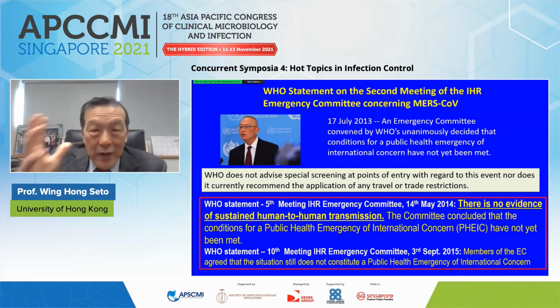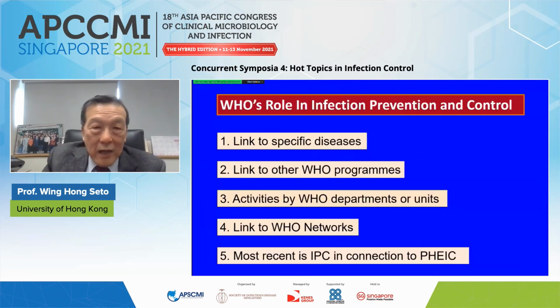Yes, there may be an outbreak here and there, but if there is no evidence of human-to-human transmission, then it should not be a PHEIC because it will cause a lot of alarm and unnecessary worry. All right. So the key thing is really sustained human-to-human transmission. All right. Okay. Now, very quickly.